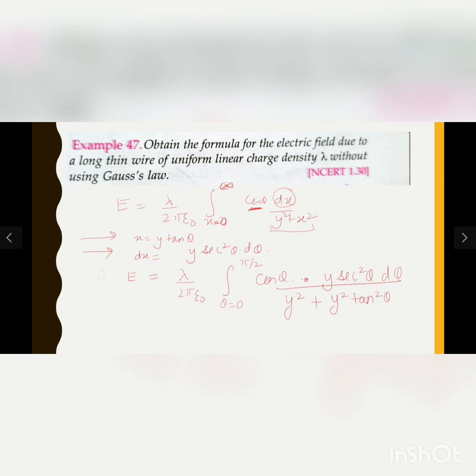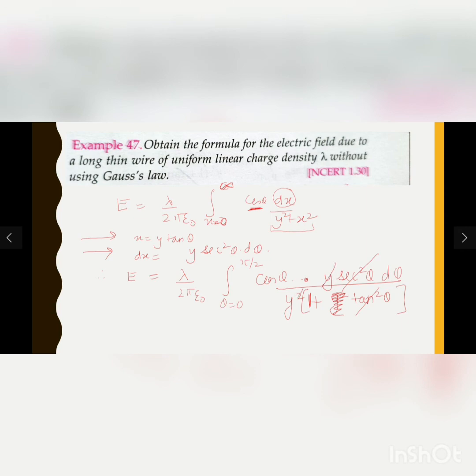Now y square can be taken as common, and 1 plus tan square theta would be secant square theta. So secant square theta will get cancelled out with 1 plus tan square theta. I can take y square common and I get 1 plus tan square theta. So this expression has got cancelled because 1 plus tan square theta is secant square theta.